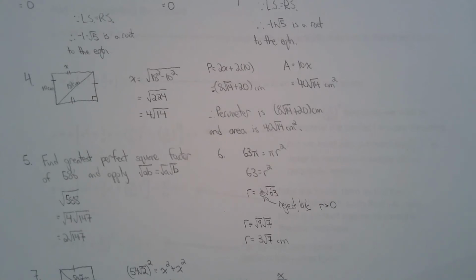For 6, a circle has an area of 63 pi. Find the radius. Yeah, so just punch it into the area formula and you can rearrange and solve for the radius. And of course, you have to simplify the radical. So root 63 works out to be 3 root 7.